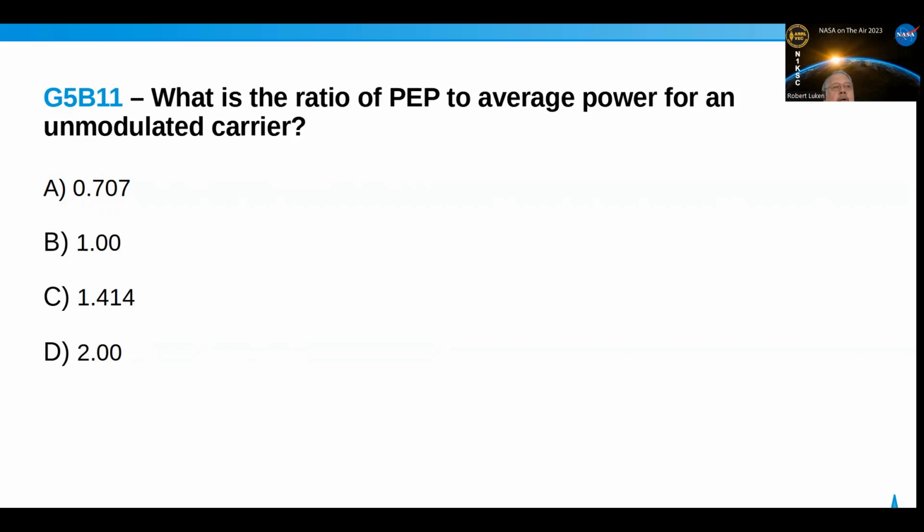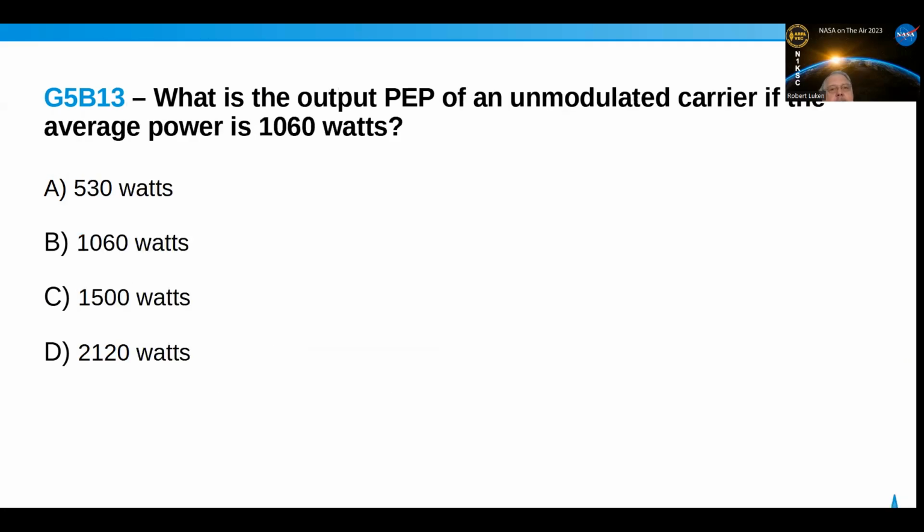So what is the ratio of peak envelope power to average power for an unmodulated carrier? Bravo. All right, you paid attention. No, I read it in a book. My life depended on that moment. Since it's not modulated, all the peaks are the same. Yeah. The average is the peak envelope power. What is the output peak envelope power of an unmodulated carrier if the average power is 1,060 watts? 1,060. Kind of a tricky question.